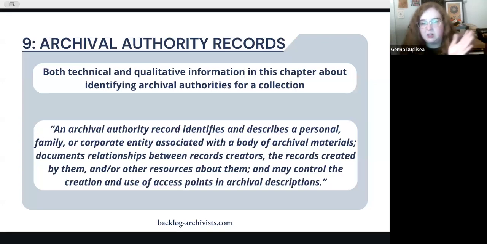So in this chapter, there's both very technical information and qualitative information about how you're going to go about identifying the archival authorities for a collection. Who are all of the creators? What are their relationships? What standard way are we going to talk about them? Which is a bit easier if they are included in a controlled vocabulary, like the Library of Congress name authority file or the Union List of Artist Names. But DACS doesn't assume that that's what you're working with. Next slide, please.